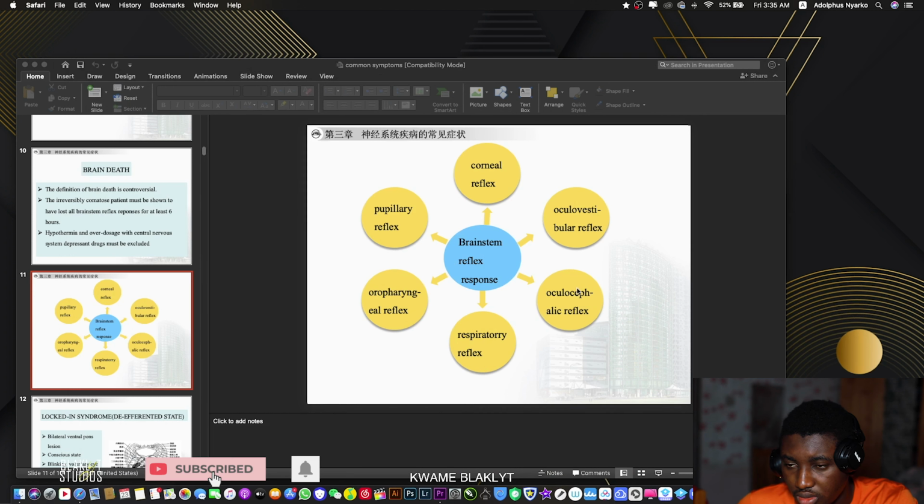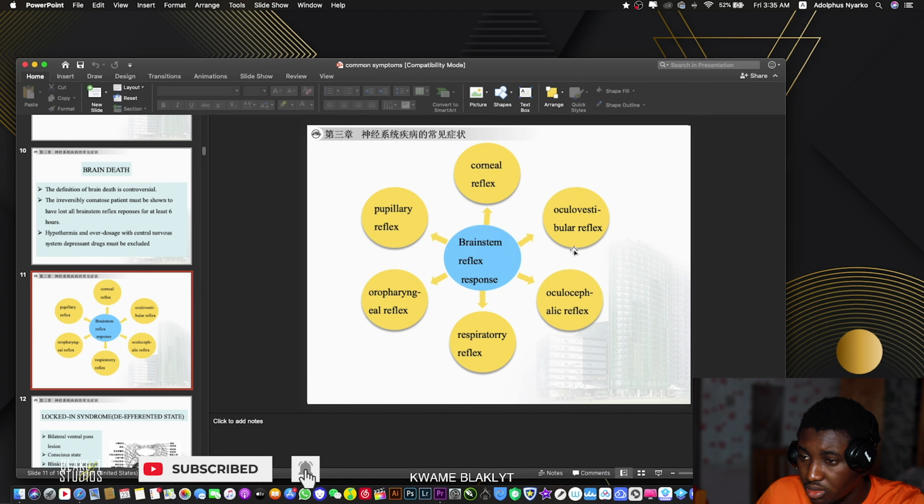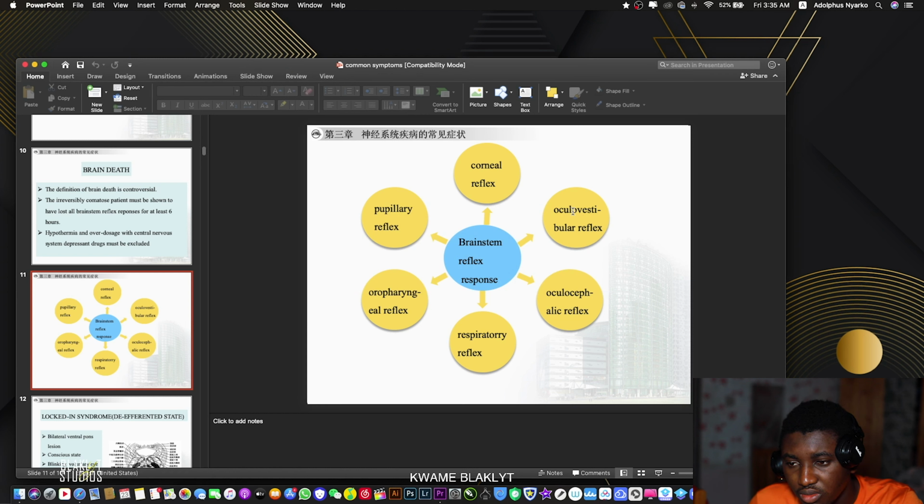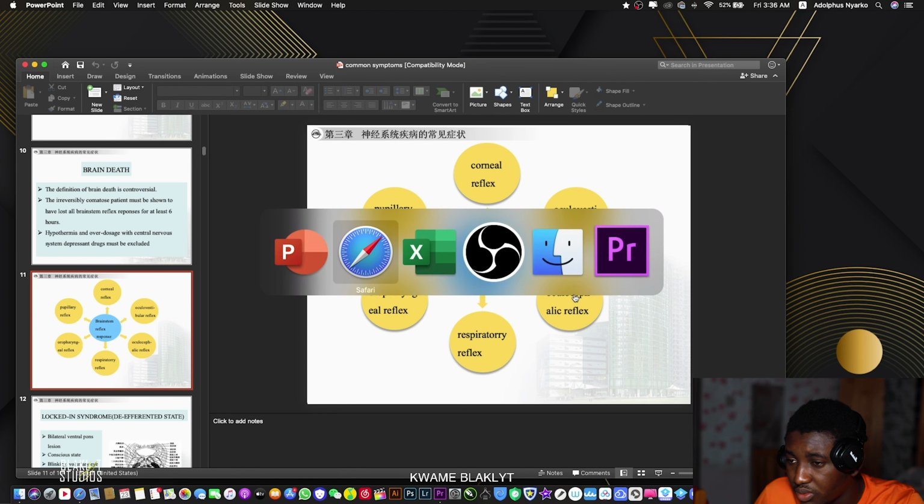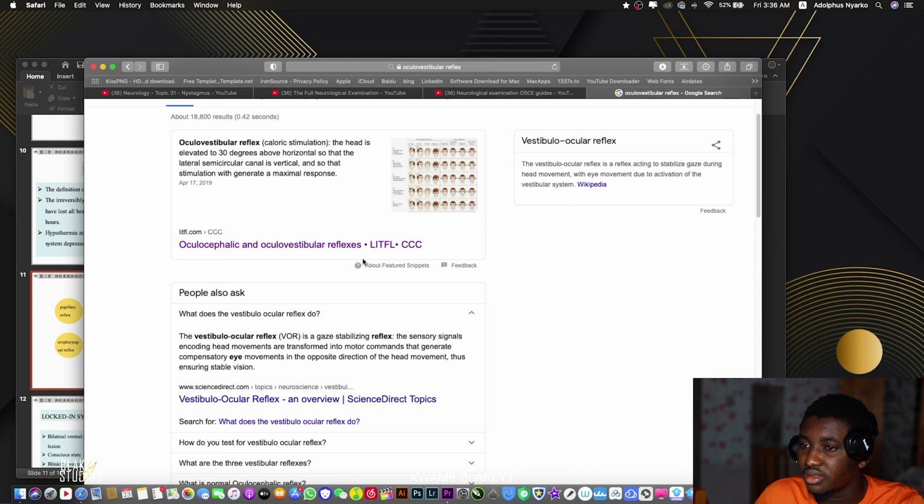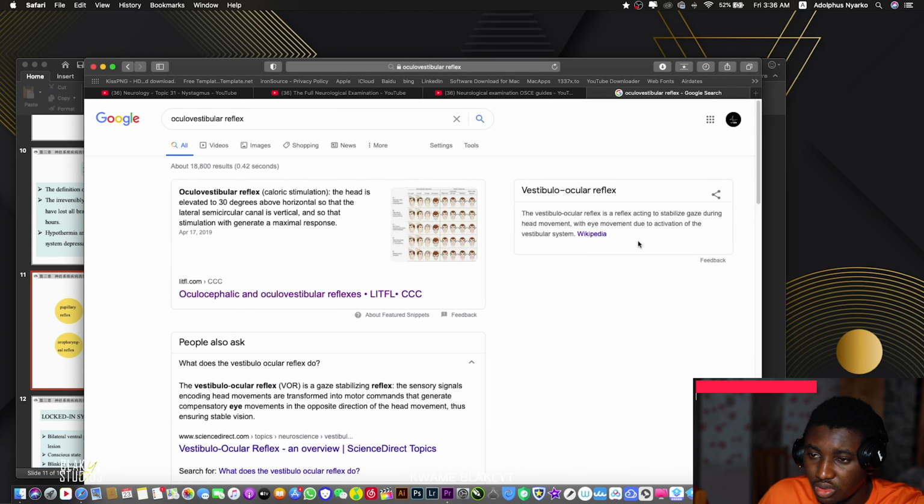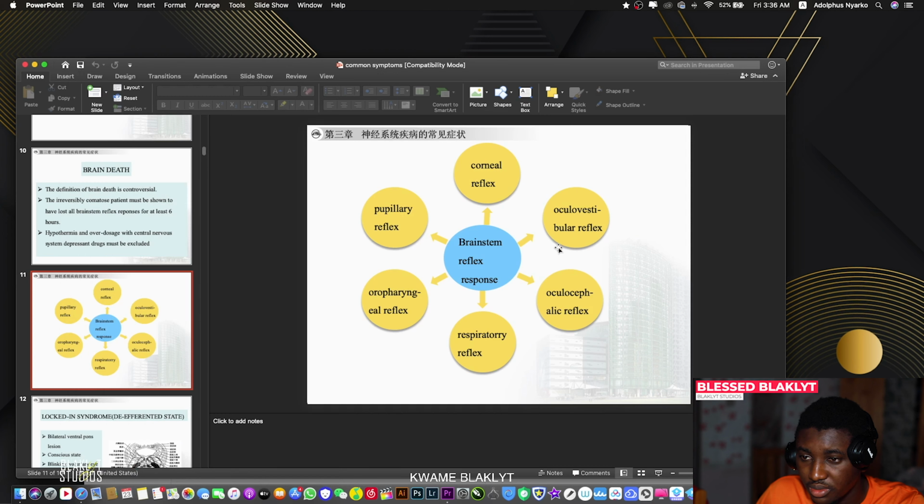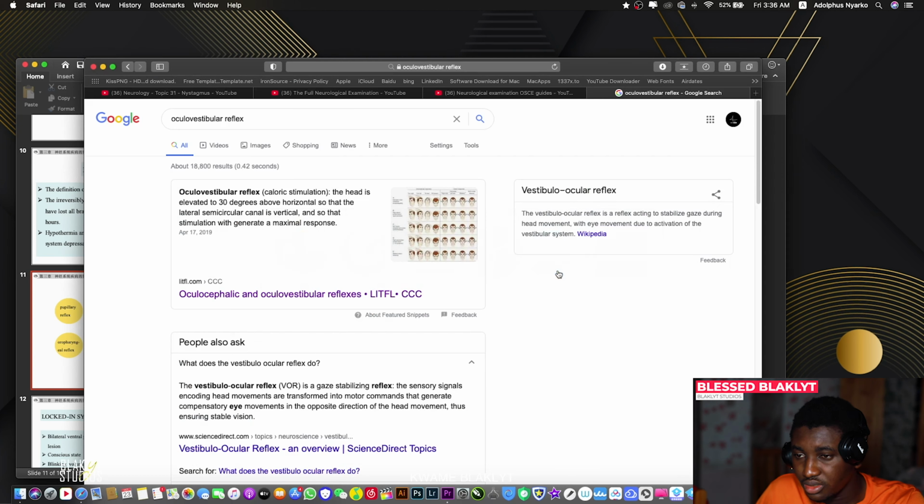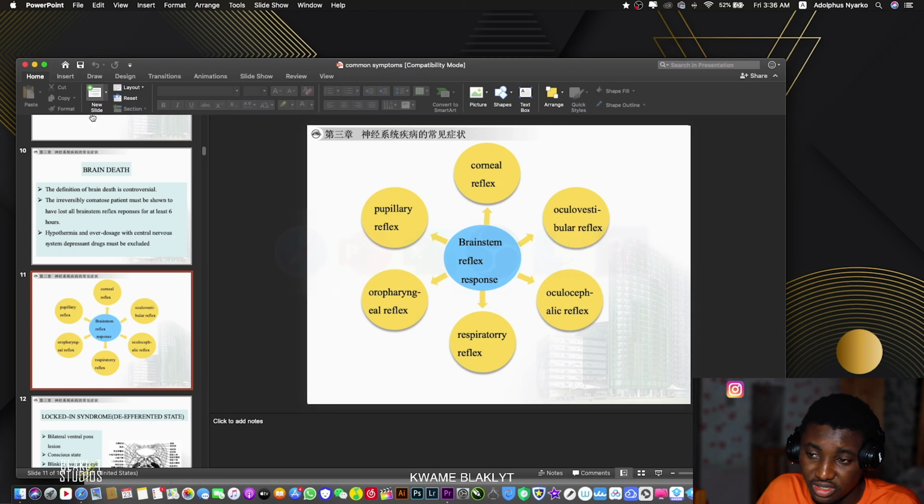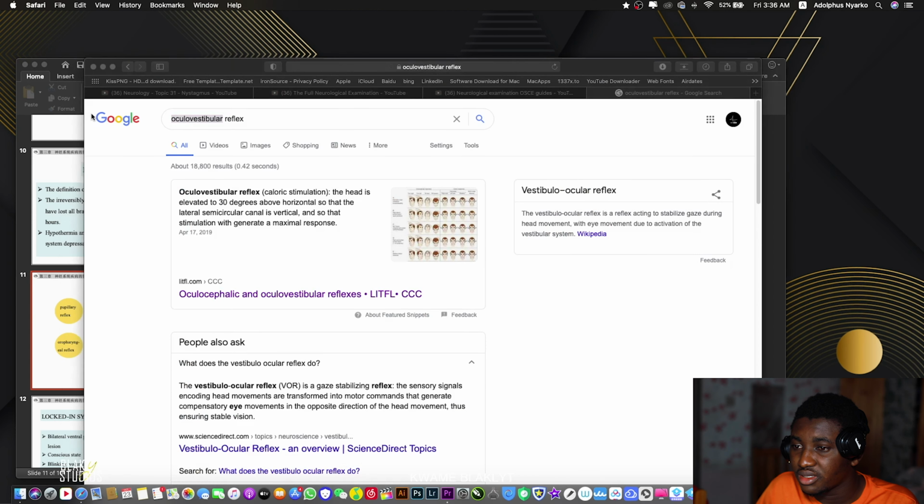Okay, so that was the ocular vestibular, I think. But now I know that the ocular vestibular reflex, oculocephalic, these are about moving the eye up and down, making sure that the patient's eye stays where it's supposed to stay, or goes on the opposite side of the head movement. Yeah, now I've got respiratory reflex.